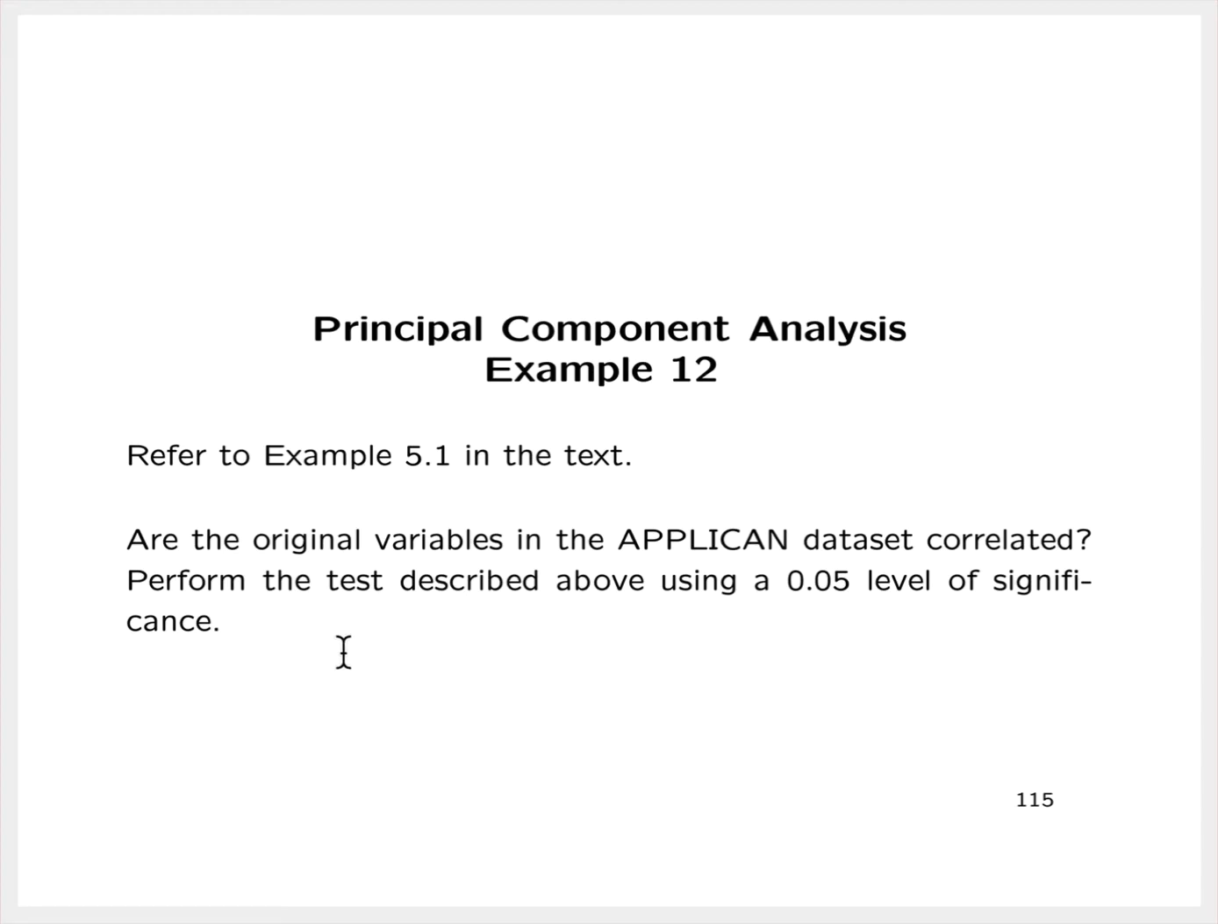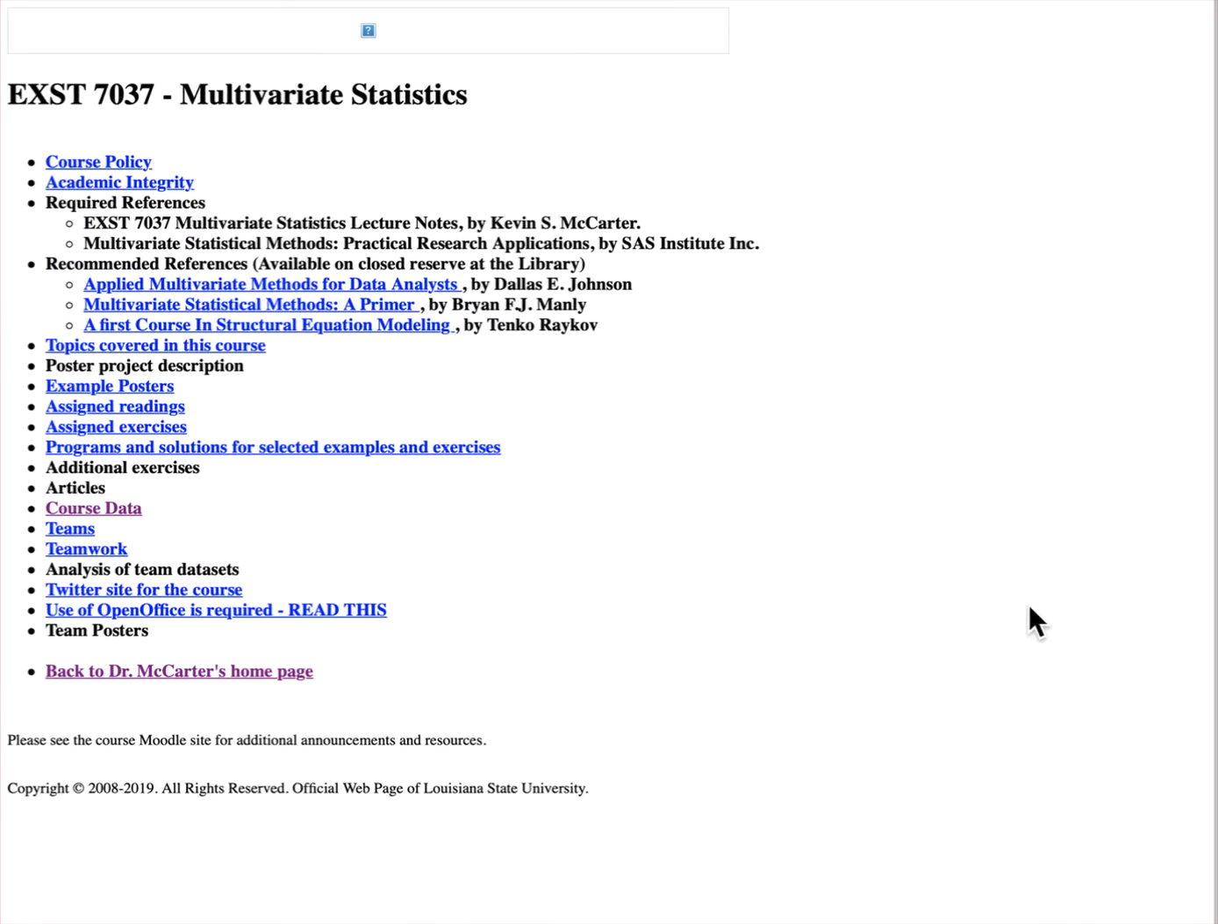And so we want to perform the test described above using a 0.05 level of significance. Now let me bring up my course website. All right, and you'll get access to this very soon. And this is where these data are available.